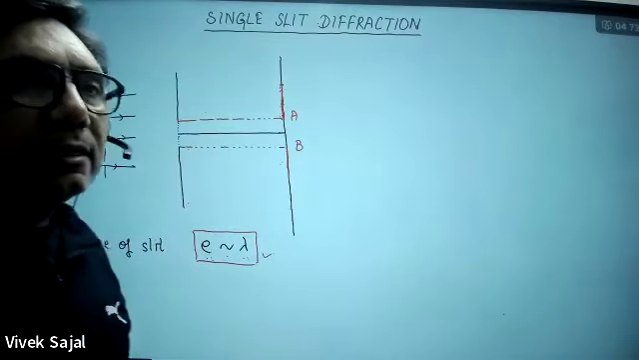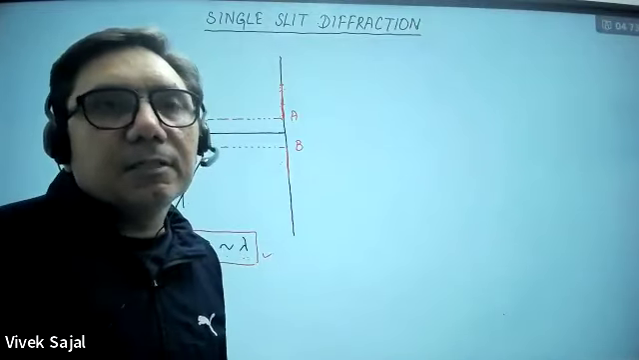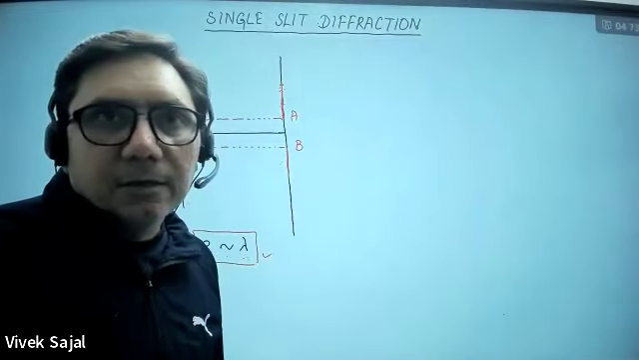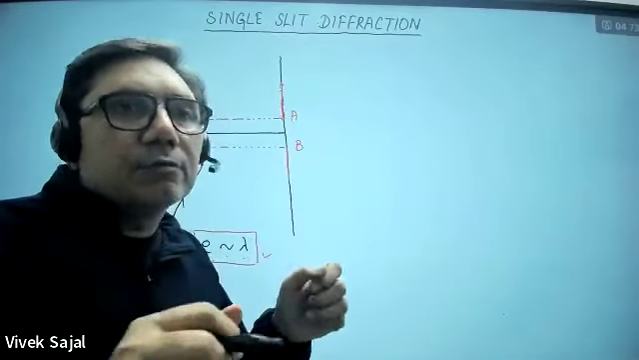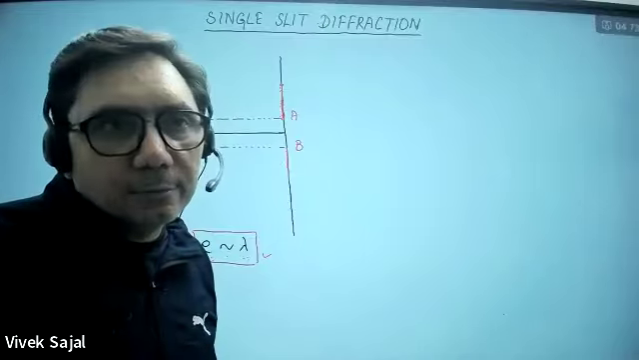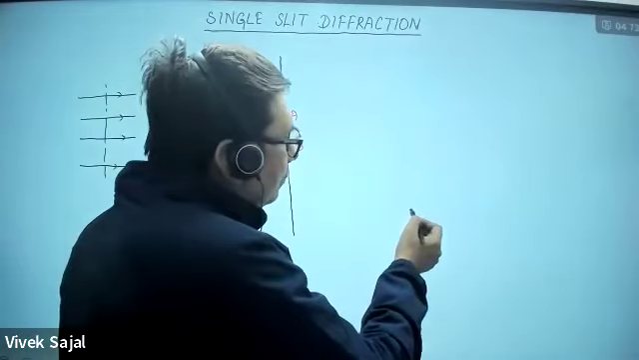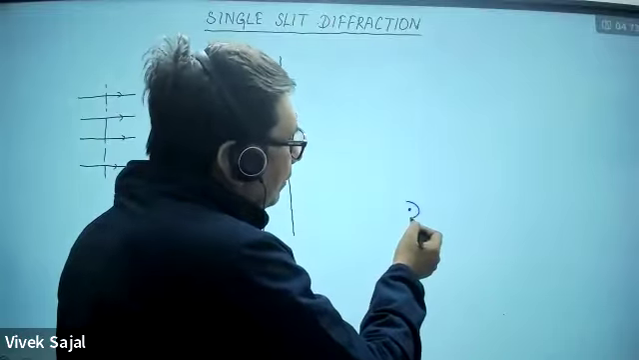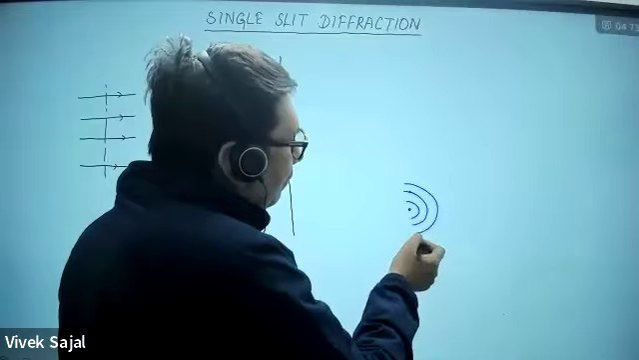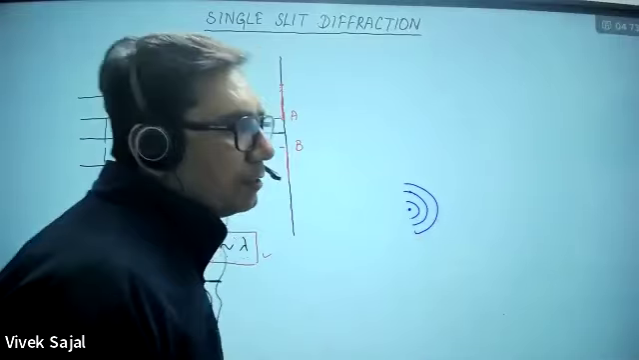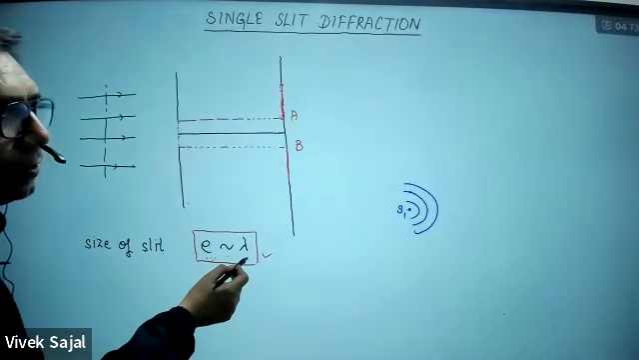In the case of Young's double slit, you were saying that the slit was very narrow, a point slit or point source. S1 and S2 were considered as point sources. If they were point sources, then spherical wavefronts are going to be emitted from this source S1. But here, the size of the slit is of the order of lambda.